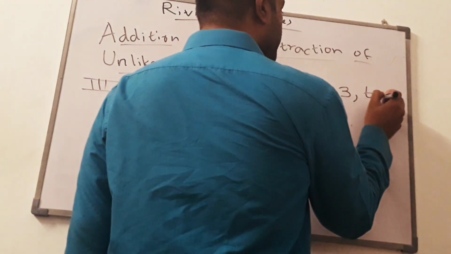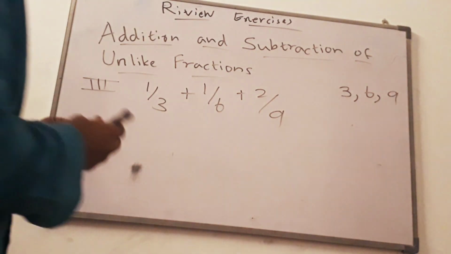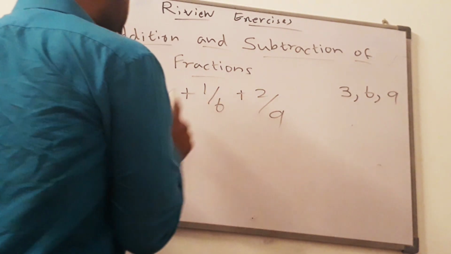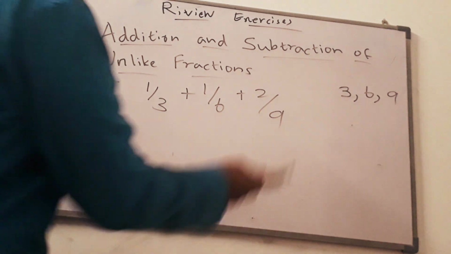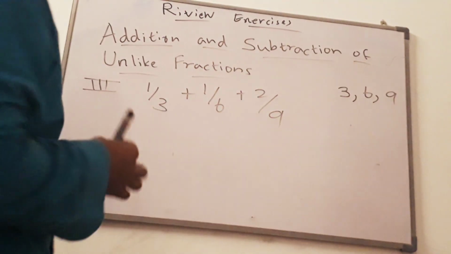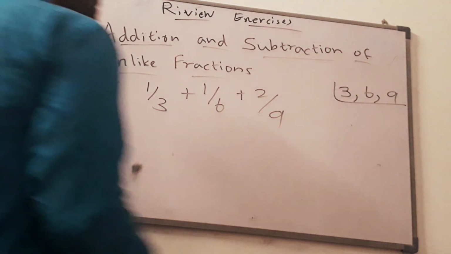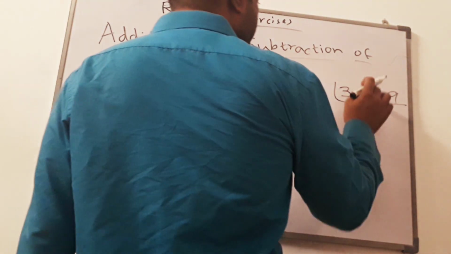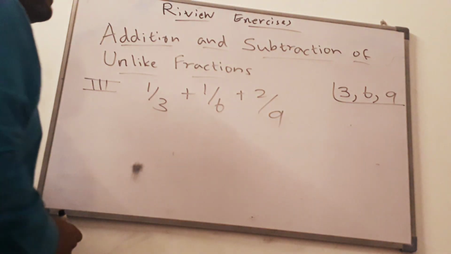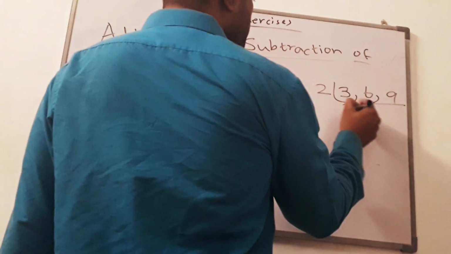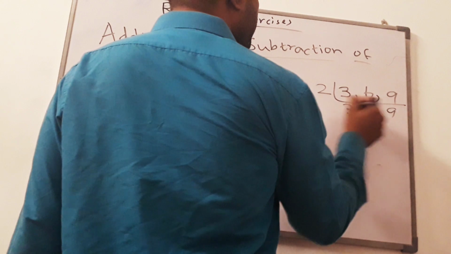So in this case also we have to find the least common denominator. Why? Because 9 is not a multiple of 6, even though 6 is a multiple of 3 and 9 is a multiple of 3. So again we have to go to this division method of prime factorization. Out of these three figures, 6 is divisible by the least prime number. So it will be 2, 3, 3 and 9.